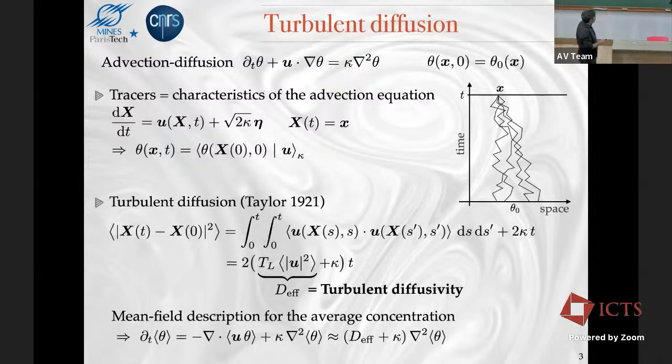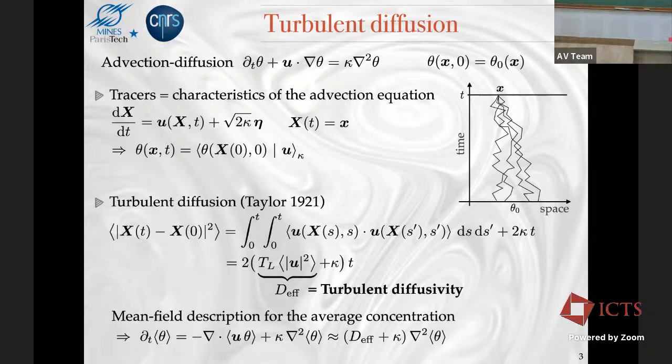So you can reformulate the solution to this equation in this way, as an average over these different trajectories corresponding to different noise, of the initial value of the scalar, theta 0, computed at the initial position of these trajectories. Let me, I mean, the sketch is easier to understand.